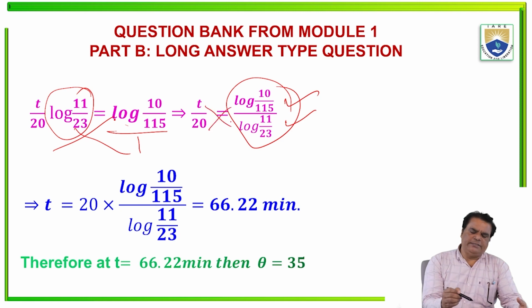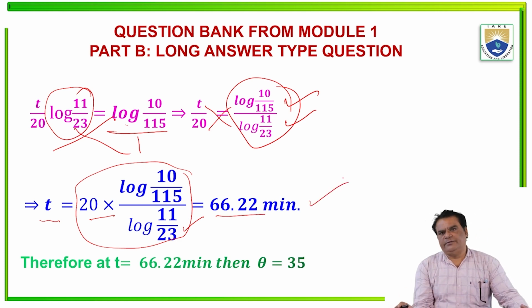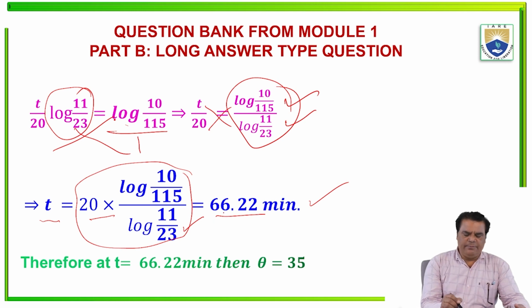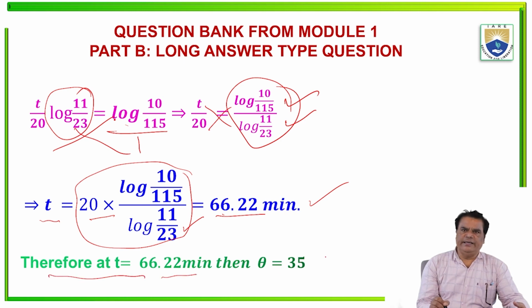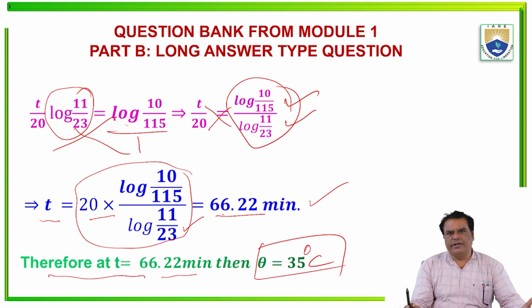Now again cross multiply this. So t equals 20 multiplied by log 10 upon 115 upon log 11 upon 23. After solving, we get this result. This is the time, given in minutes. So we get time 66.22 minutes. Therefore, at t equal to 66.22 minutes, theta is 35 degrees Celsius. Okay, this is the question. Very interesting problem, very easy, very important.